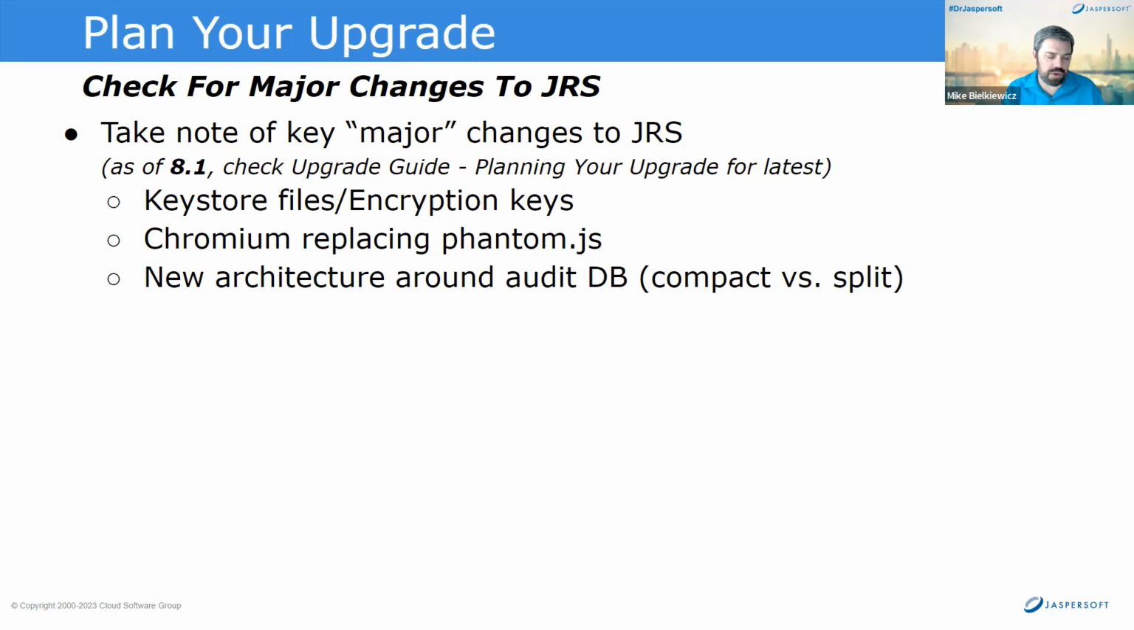We do have a new architecture around our audit database. You can stick with the old architecture. We call it a compact architecture, and that's where the audit database shares the same database as your Jaspersoft repository. But now we give you a new option as of 8.1 that allows you to split that audit database to its own database, either on a different server or the same database server that you're using, hopefully to improve the performance around audit if you do choose to use that feature. There are special cases involved when you're upgrading if you're going to go from a compact installation to a split audit database. So just make sure you read the upgrade guide for more details about how to make sure that happens.